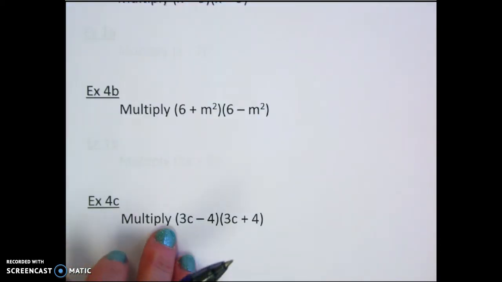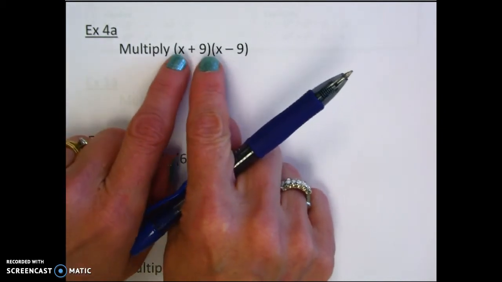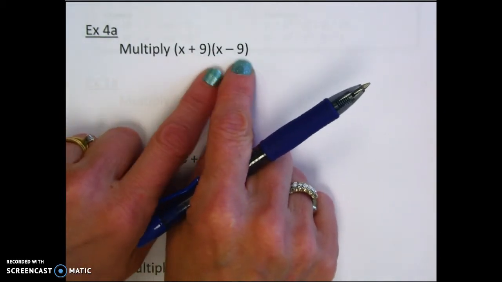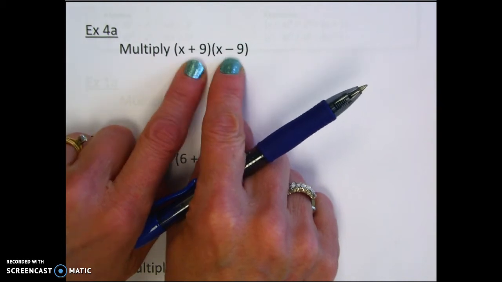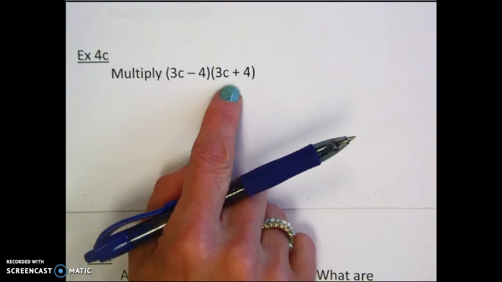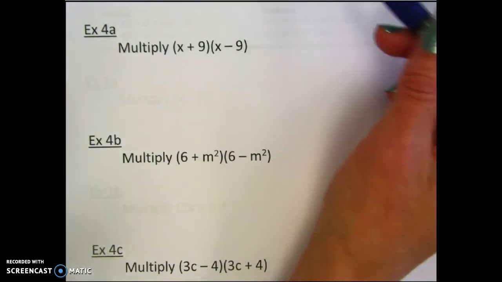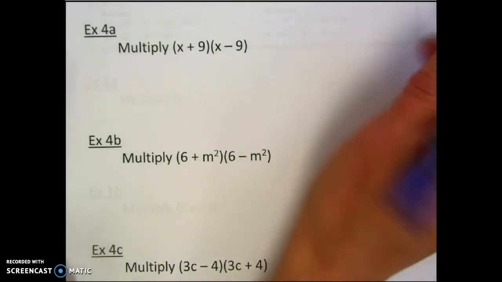The other kind is called the difference of two squares. So you have an x plus something and an x minus something, the same something. Okay, so x plus 9 and x minus 9. Down here we have a 6 plus m squared and 6 minus m squared, or 3c minus 4 and 3c plus 4. Okay, these are called, well, they call it the product of a sum and a difference, so I call it the difference of two squares.